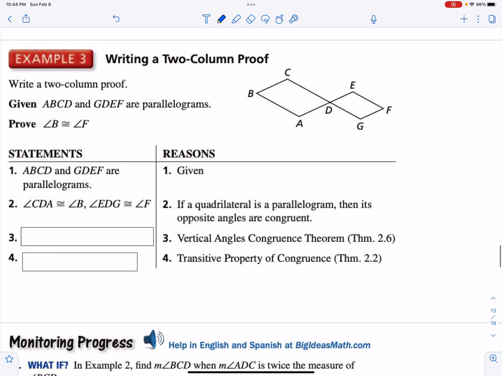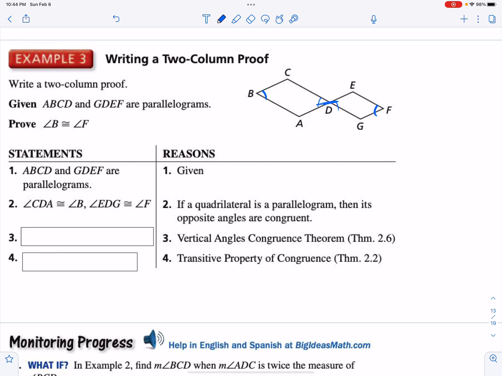Okay, in our proof here, we just want to prove that angle B is congruent to angle F. So essentially, I need to prove that these two are congruent. All I really need to do is know that those are both parallelograms, though. So if we look at this, it's given that they're parallelograms. Then we say CDA and angle B, so essentially, those are congruent. And then EDG and F are congruent.